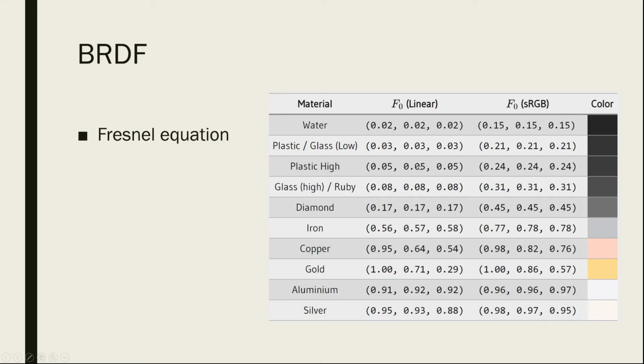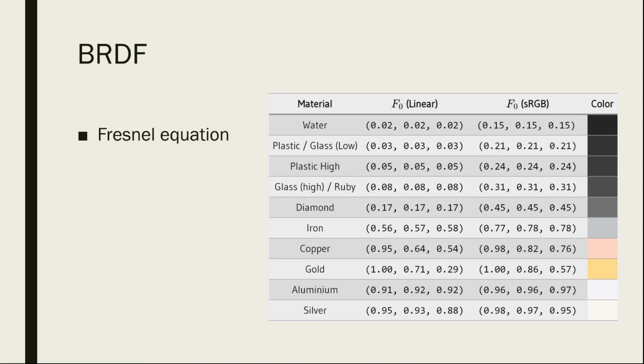Here are the values. Water is 0.02, going up to diamond at 0.17, but for the metallics it starts very high: iron is 0.56 and silver is 0.95, so it's almost 1, so it starts at almost the max.